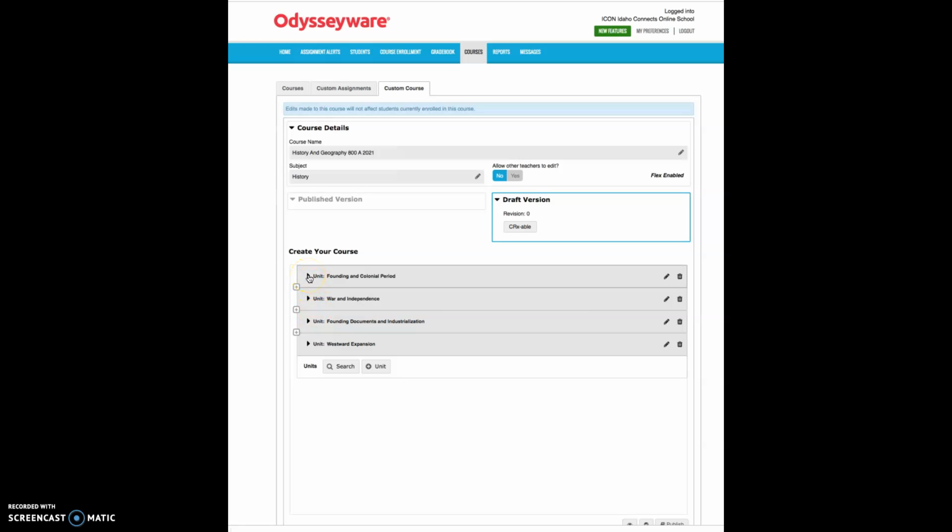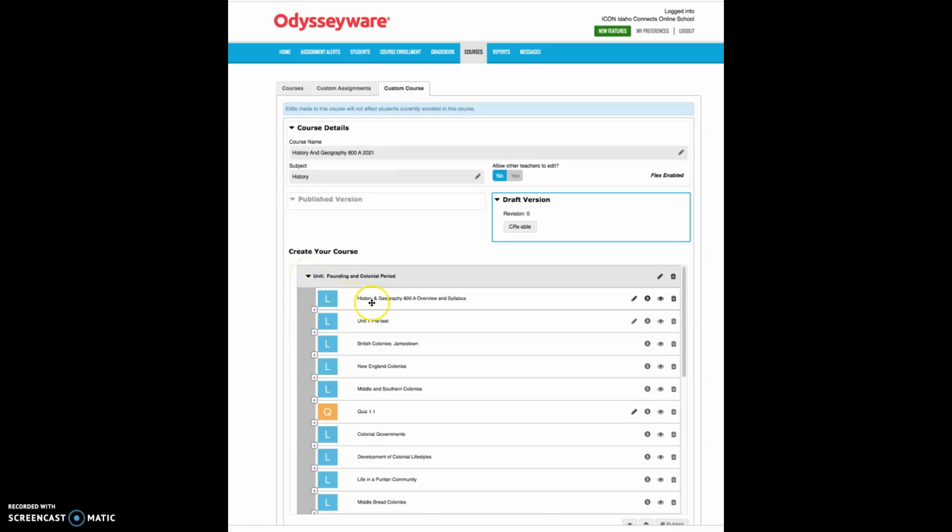Each unit is built similarly. In the first unit, we have the overview and syllabus. I do not have a getting started module because each lesson must have questions and is graded. And so we put everything just in the syllabus and overview in the beginning. So that's why that's there as a lesson.